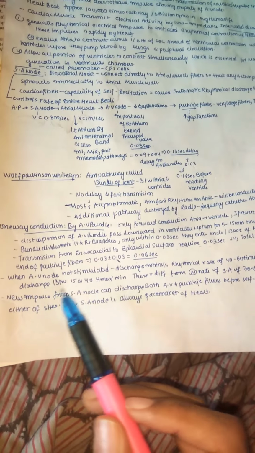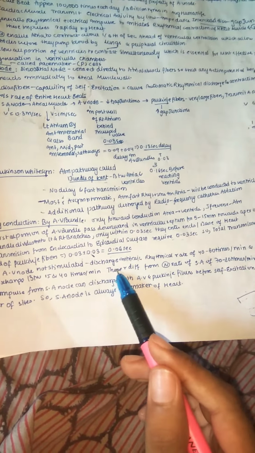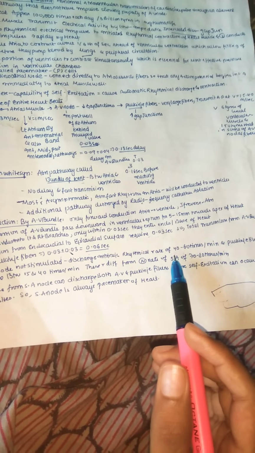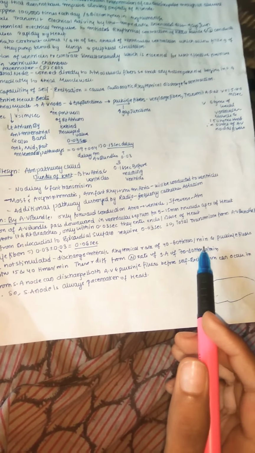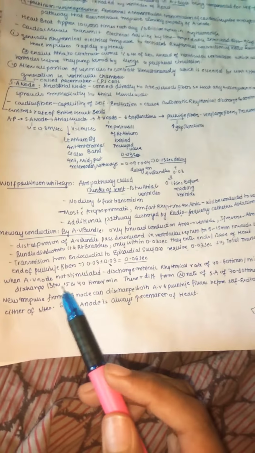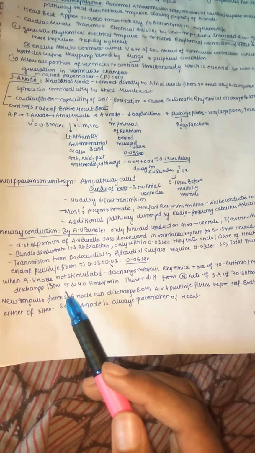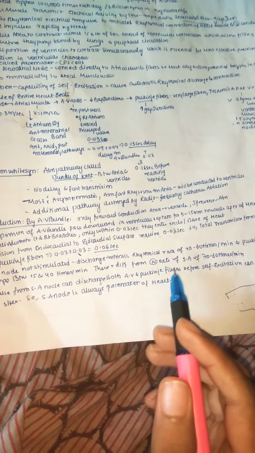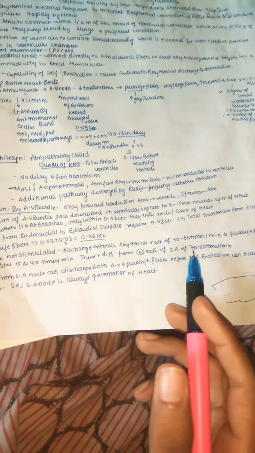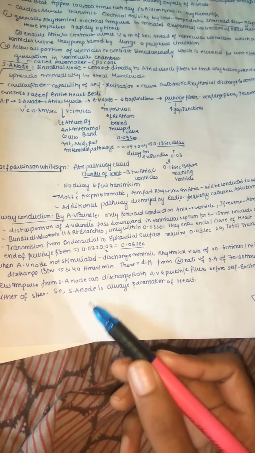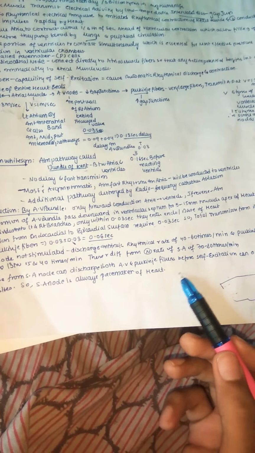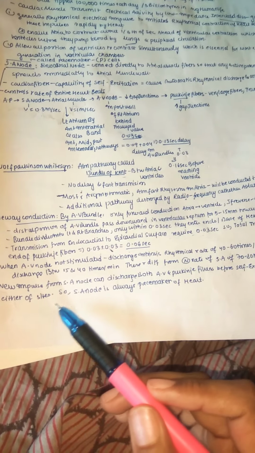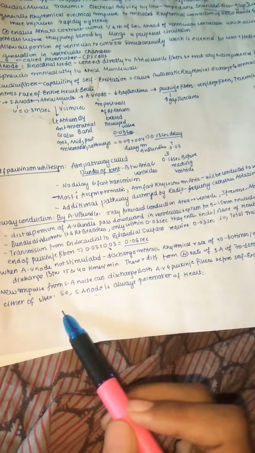When the AV node is not stimulated, it discharges at an intrinsic rhythmical rate of about 40 to 60 times per minute, and the Purkinje fibers discharge between 15 and 40 times per minute. These are different from the normal rate of the SA node, which is 70 to 80 times per minute. The new impulses coming from the SA node can discharge both the AV and Purkinje fibers before self-excitation can occur in either of them. So the SA node is always the pacemaker of the heart.